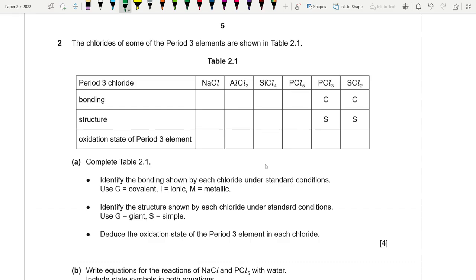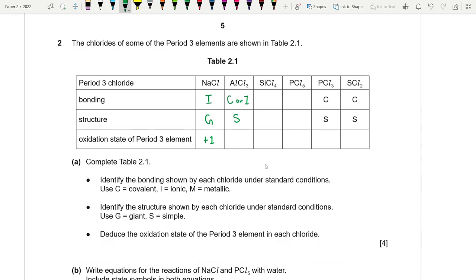So the bonding in NaCl is in fact ionic. The structure is in fact giant, and the oxidation number is +1. Now for AlCl3, the bonding is, I'm going to go for covalent, but in the mark scheme they also allowed ionic. And I think the answer should be simple, alright? It shouldn't be a giant structure. I will correct this though if I do find a mistake. In the mark scheme they wrote giant, as I can see. But it should be simple actually.